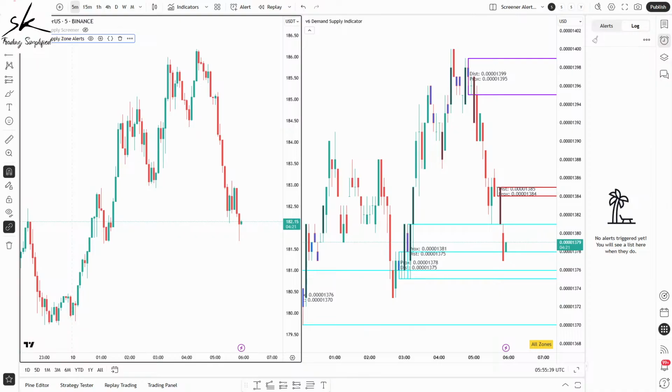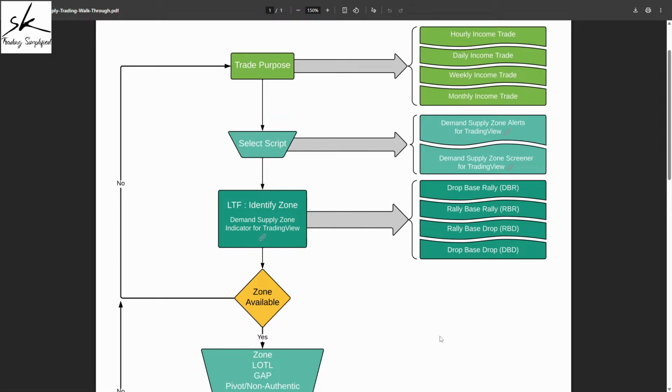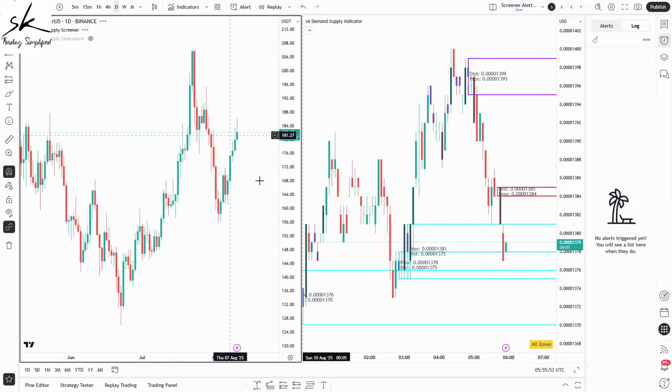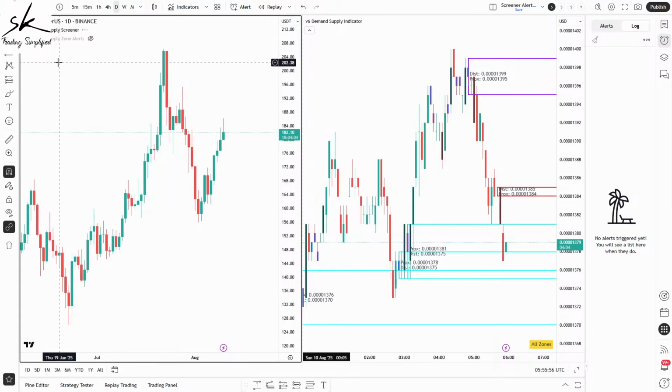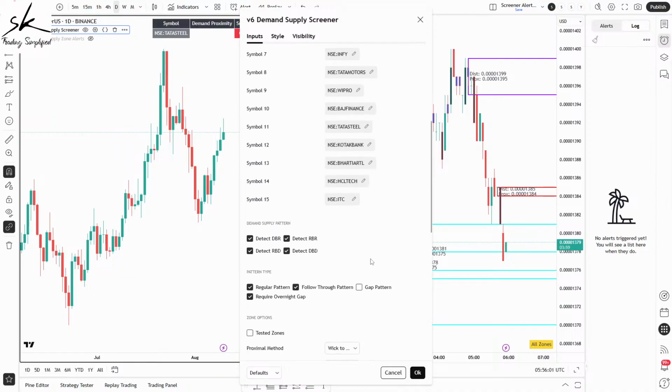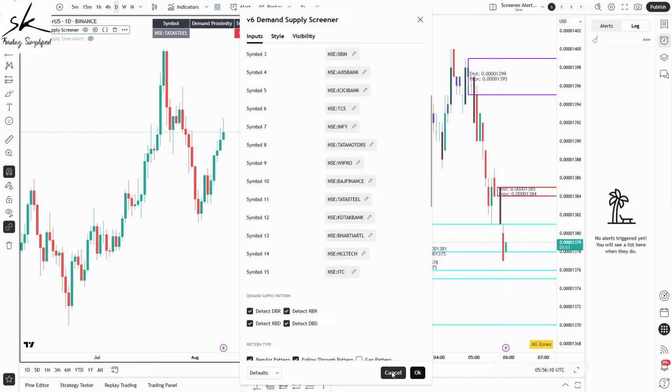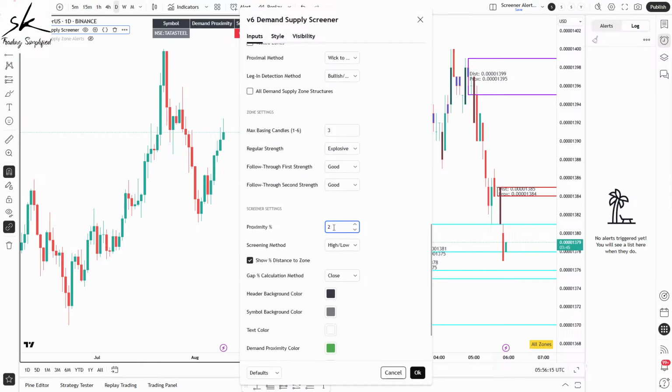The next one is our screener. What the screener basically does is, if I enable the screener and go to the daily time frame as an example, you can see I have given a list of a few symbols, and I've set my proximity at 2%. So what I'm telling the screener is: these are the symbols I want you to track, and tell me in which of these symbols the current candle is within 2% of a demand area or a supply area.